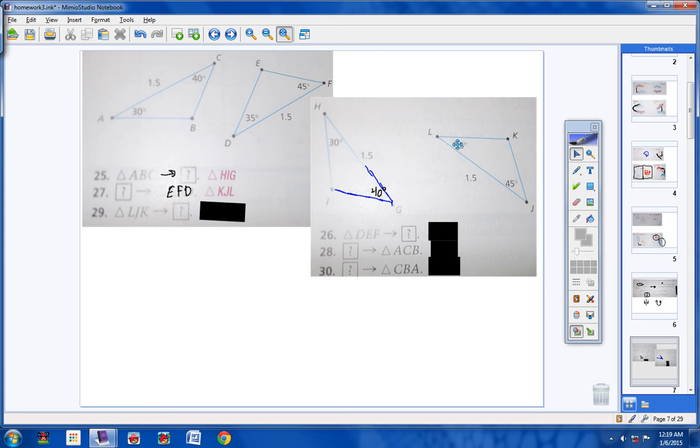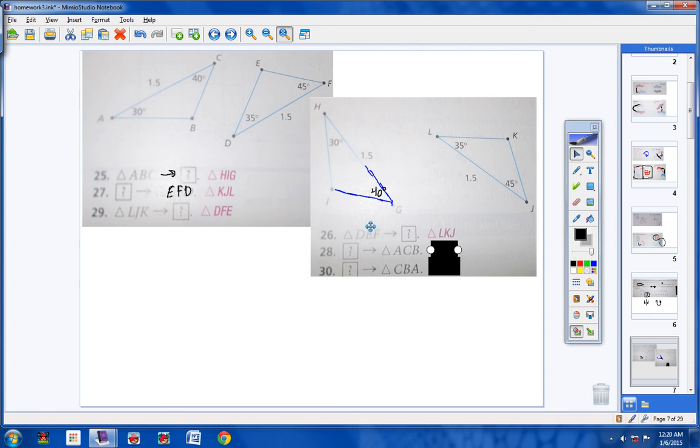LJK. 3545 blank. Well, here it is. DFE. Okay. Triangle DEF. DEF is 35 blank 45. 35 blank 45 is mapped onto what triangle? Here it is. LKJ. Alright, there it is. LKJ.